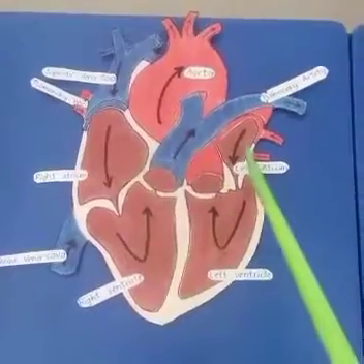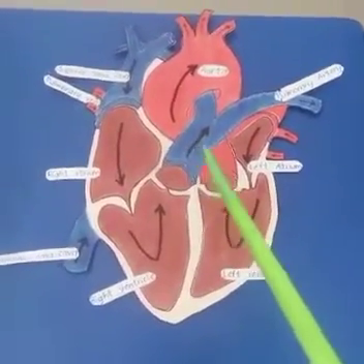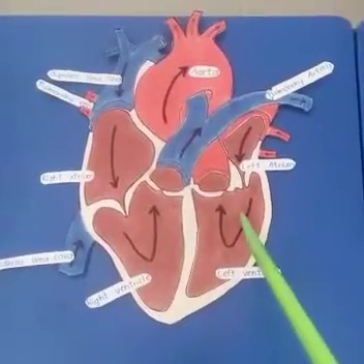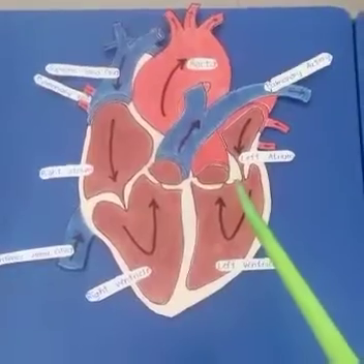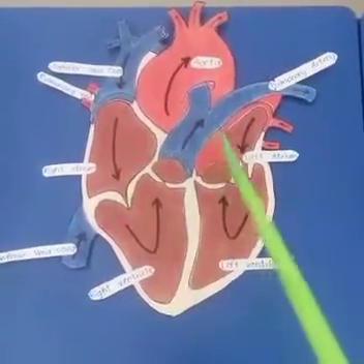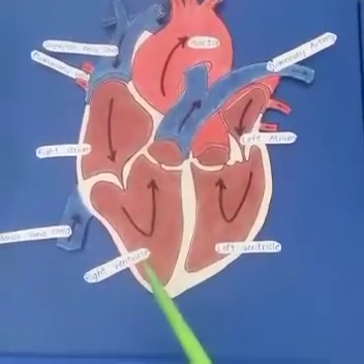The upper two chambers are called collective chambers because they collect the blood from the body, and the lower two chambers are called distributary chambers because they distribute the blood in the body. The upper two chambers are called atrium and the lower two chambers are called ventricle.